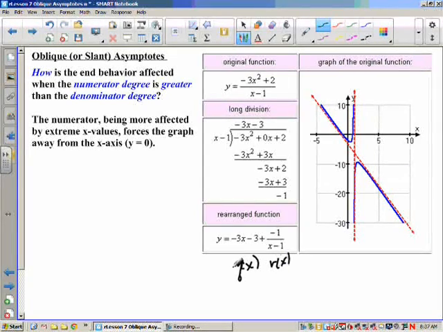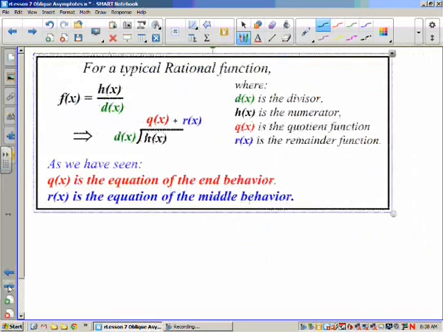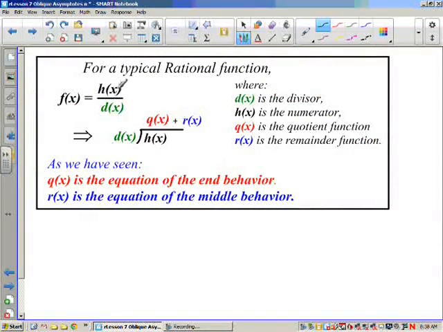the remainder part. And in summary, what we'd say is, for a typical rational function where f of x equals one polynomial divided by another, we can just do the divisor into the numerator, and everything that turns out nicely we'll call q of x. What's left we'll call r of x. That q of x ends up as the end behavior. The r of x helps describe the middle behavior.